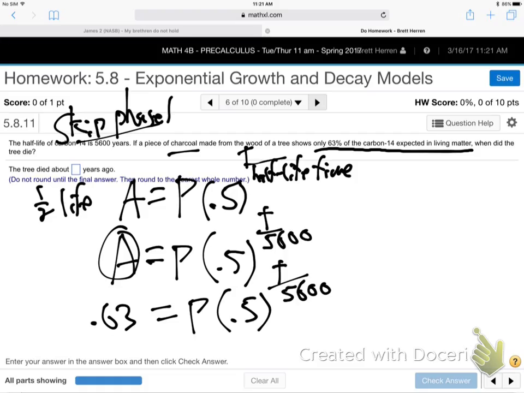What are we solving for? The tree died how many years ago? And it says when. It's off this screen. When means time, huh? How many years ago? What is time? So solve this equation for time. Go ahead and solve it for time.